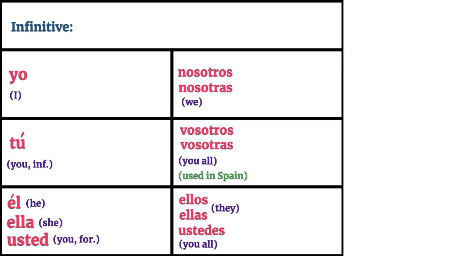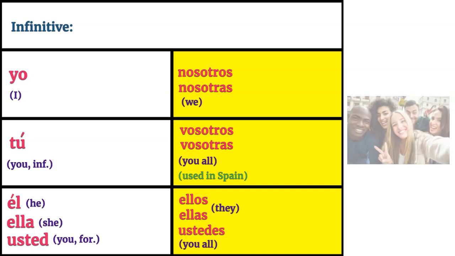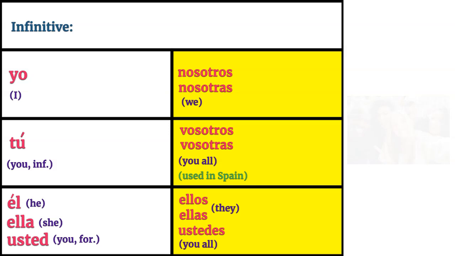We know that the left-hand side of the verb conjugation chart contains singular subjects, so it's no surprise that the right-hand side contains plural subjects. In other words, when we are talking to or about more than one person at a time, we will use subject pronouns and verb conjugations from the right-hand side of the chart.